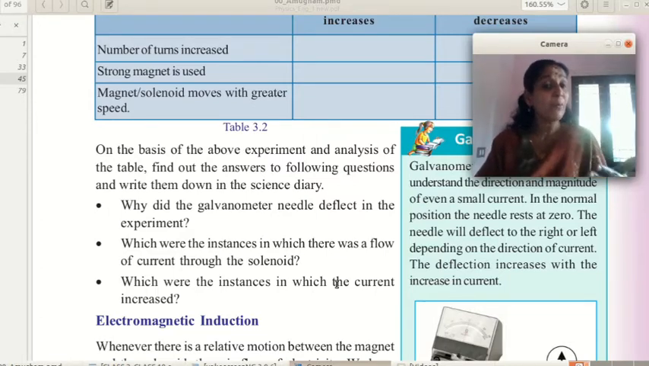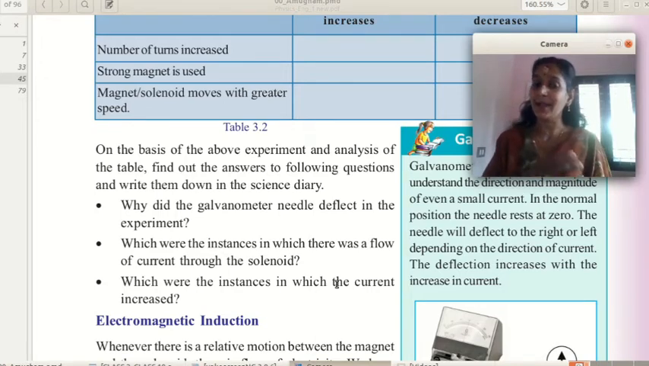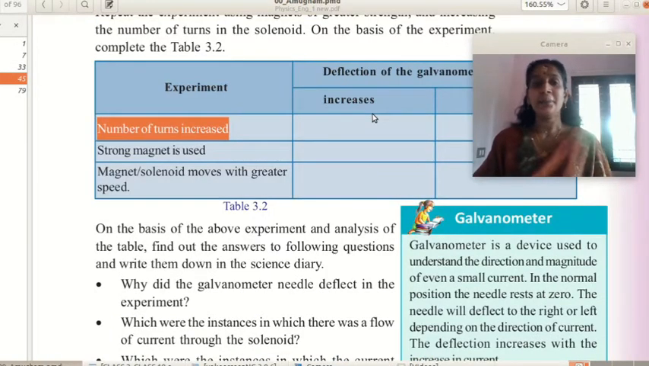Instead of the magnet, we can move the solenoid. We can keep the magnet stationary and move the solenoid into the magnet. We can insert the solenoid into the magnet. That time also, what happens? Current is produced. Which were the instances in which the current is increased? Yes, if we increase the number of turns, the deflection increases. It shows that current increases. Induced EMF increases. If we use a strong magnet, that time also the deflection of the galvanometer increases. This increased deflection shows that more current is produced there.